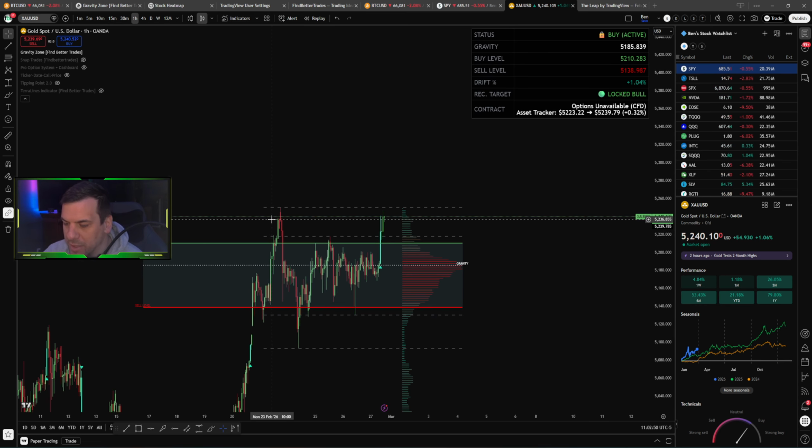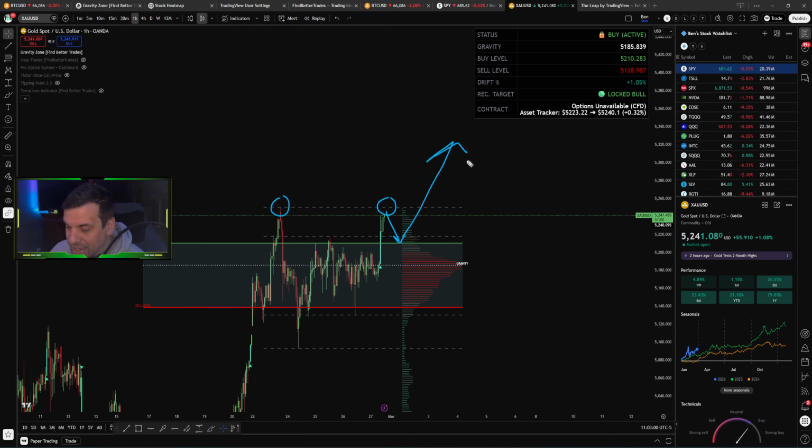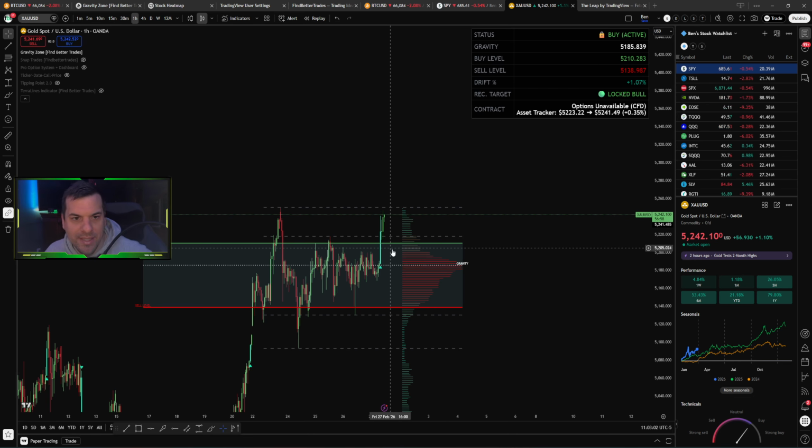Because this would be considered a double top if it tops right here, tops right there, and we could see that move back down. Now we could see the move back down into the gravity line before we eventually see that take off. But what this means essentially is that we are bullish. This is a bullish move, right?